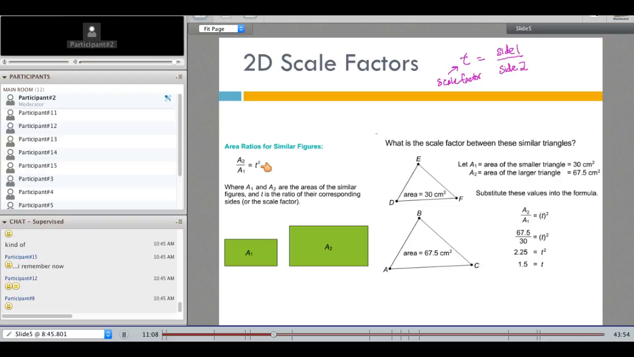But here's an example. Okay, so this question says, what is the scale factor between these similar triangles? So it tells you that triangle DEF is similar to triangle ABC.